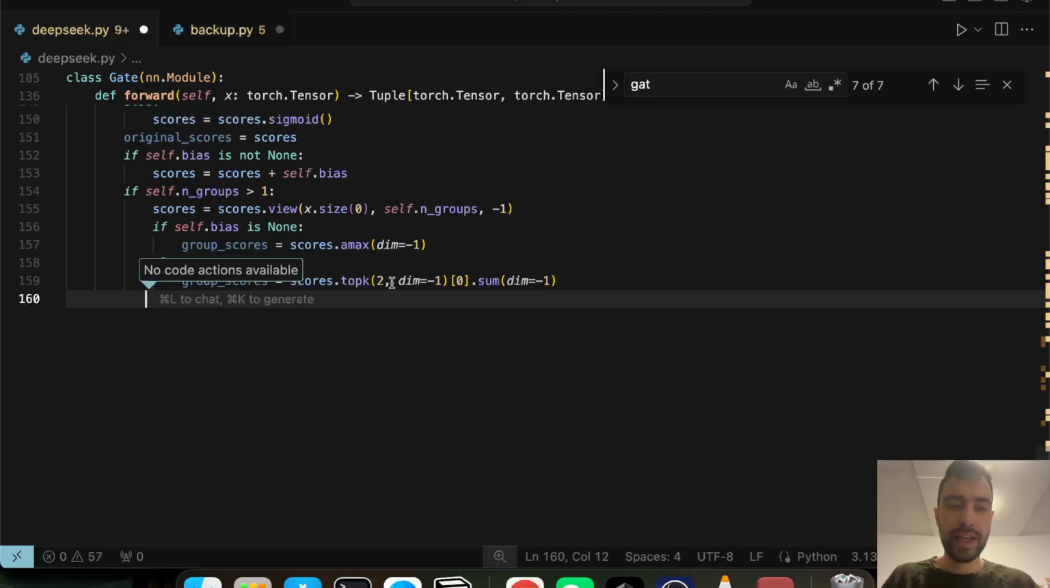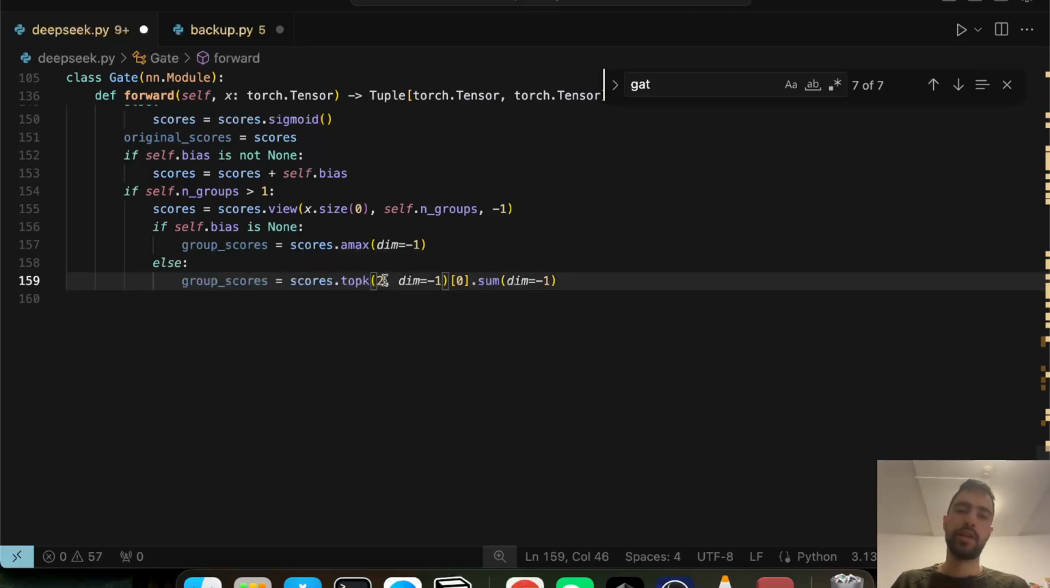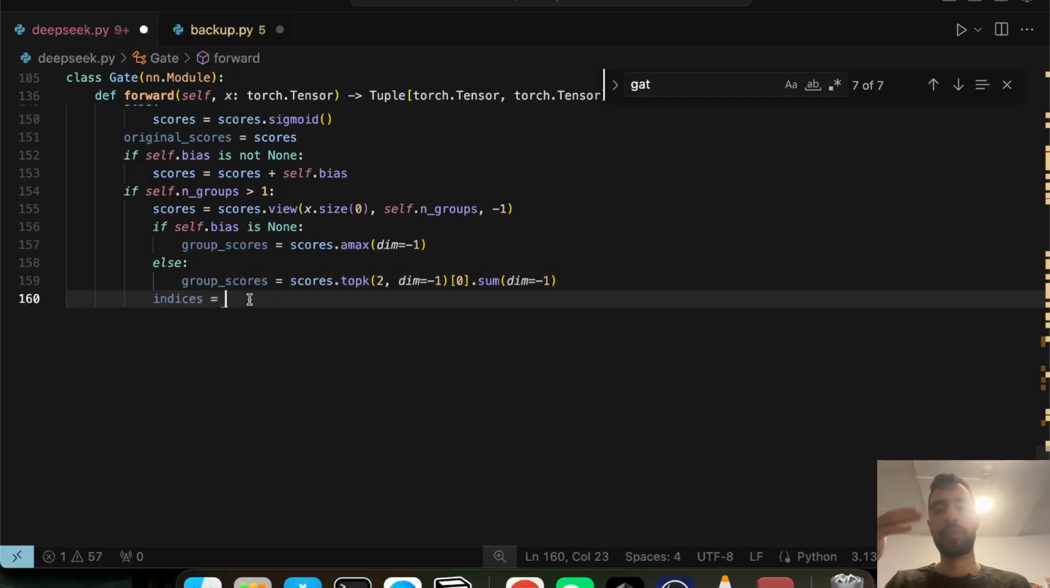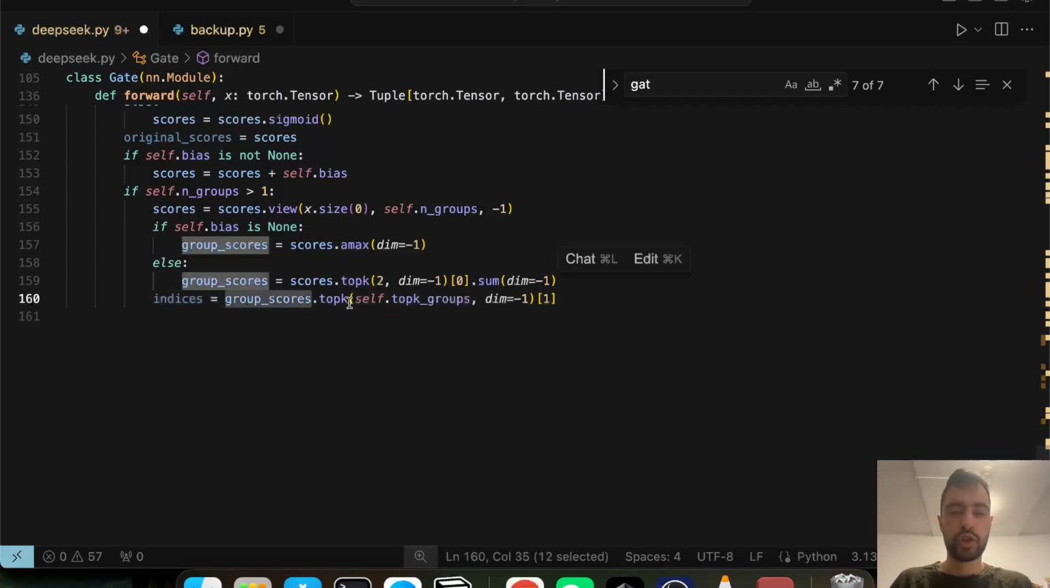So now that we have the scores for each group, so how much each group is relevant to the token, then we will select the top k groups to choose experts from. So top k most relevant groups. Group scores.topk, so this will select top k, and this will determine how many groups. So let's say we have 16 groups, we want to select top 4 most relevant groups.